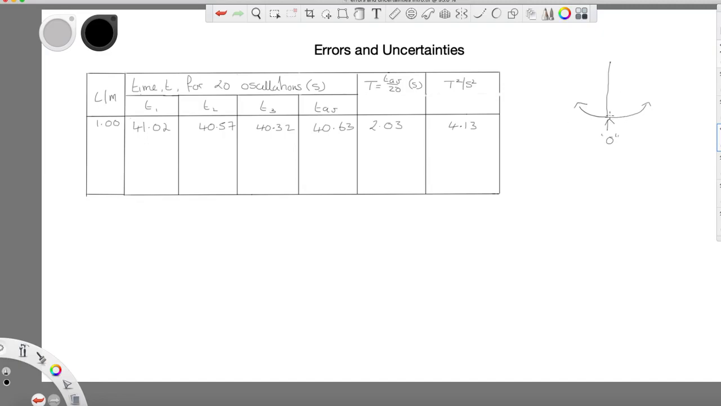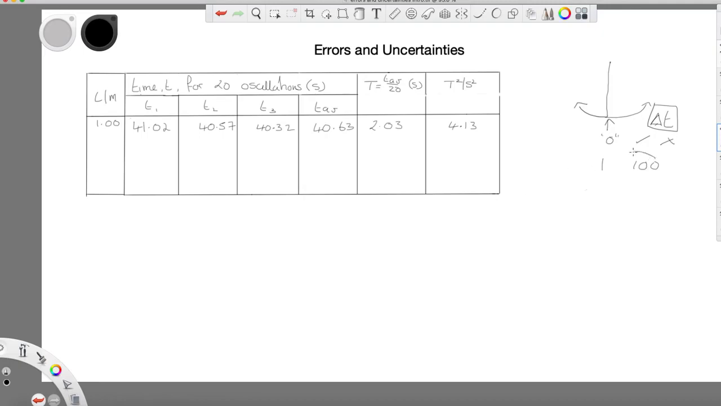Now, if you just went 0, 1, then the uncertainty in the starting and the uncertainty in the stopping, if you think about it, is your reaction time: the time it takes you to realize, oh yes, it has passed the equilibrium position, now it is time for me to start the stopwatch. And likewise, when it comes back, it has passed the equilibrium position, and after the first oscillation, it is time for me to stop the stopwatch, and so you do. So there are definite absolute uncertainties in those timings. And it doesn't matter whether you do one oscillation or 100 oscillations, your absolute uncertainty is the same.